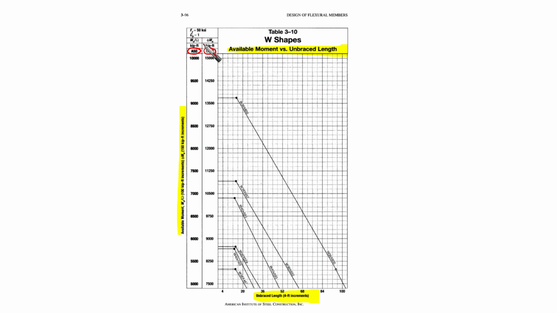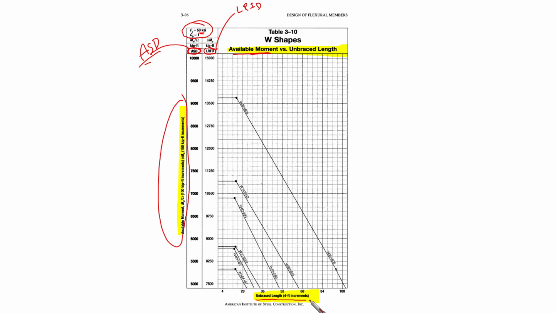See? So we're going to find here, this is ASD, this is LRFD, and this is ASD, as you can see here. And you're going to find the numbers arranged here. And this is the allowable moment strength, or the design strength, whether you are going to read it based on LRFD or ASD. Remember that we are talking about Fy equal to 50 and Cb equal to 1. This is the available moment on the vertical axis.